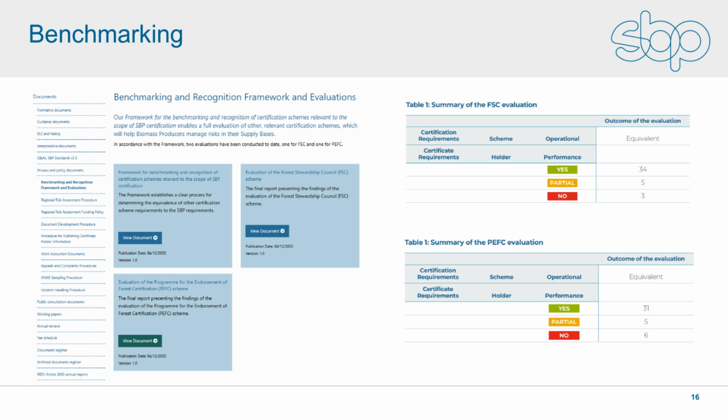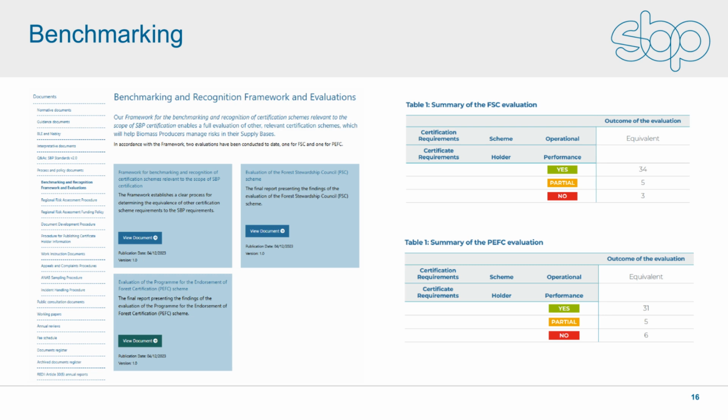For the indicators where the answer is YES, a biomass producer sourcing feedstock certified under FSC or PEFC can rely on that certification as evidence rather than conducting a full risk assessment for those indicators. The practical effect for biomass producers is significant. Where feedstock arrives with an FSC or PEFC claim, the benchmarking evaluation tells you exactly which SBP indicators that certification already addresses and which ones still require your own assessment or risk management.